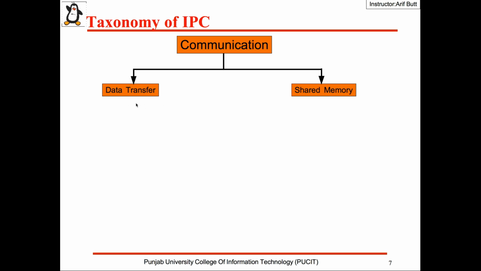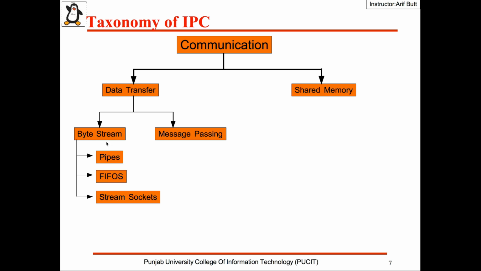Okay, well, this data transfer facility can further be subdivided into 2 subcategories: the byte stream and message passing. In byte stream, each read operation may read an arbitrary number of bytes from the IPC facility, regardless of the size of blocks written by the writer. Example IPC tools that use this technique are pipes, FIFOs, and stream sockets.